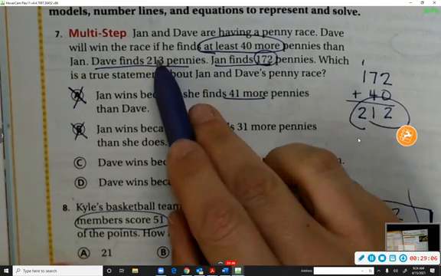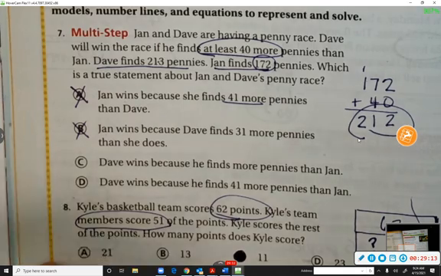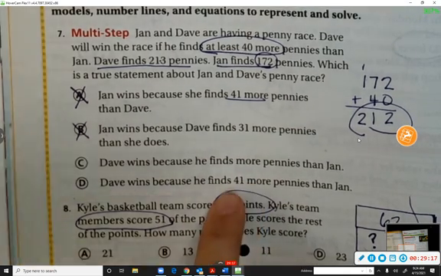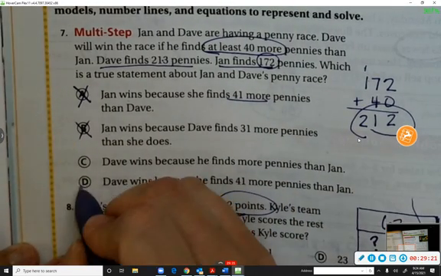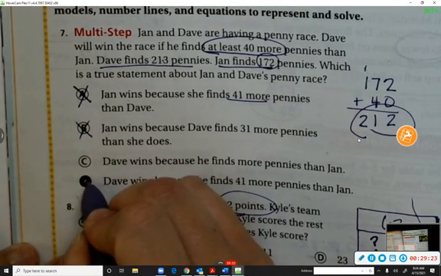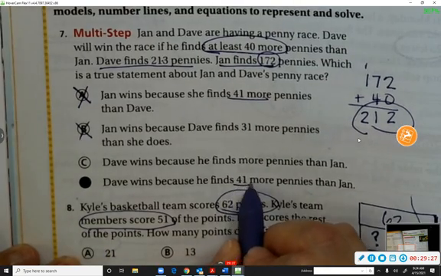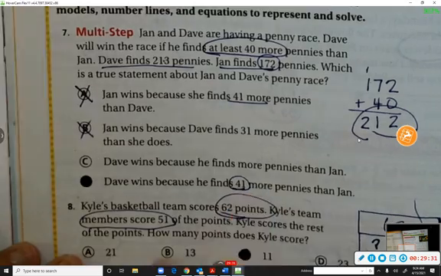He found 213. So what does that mean? Dave has more than Jan. He won by how many? 41. So Dave wins because he finds 41 more pennies than Jan. He didn't just need to have more than her. He needed to have at least 40 more. And he did. He had 41 more. Okay?